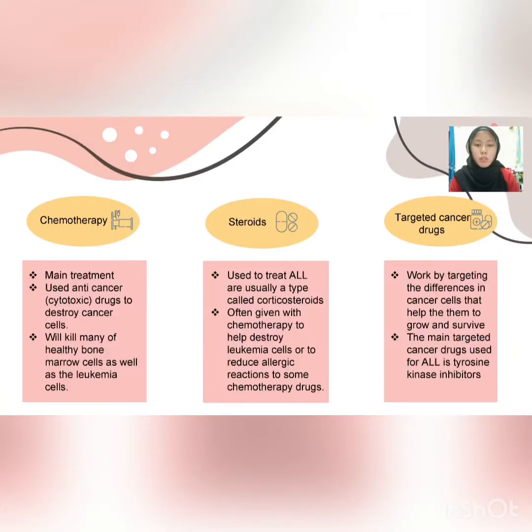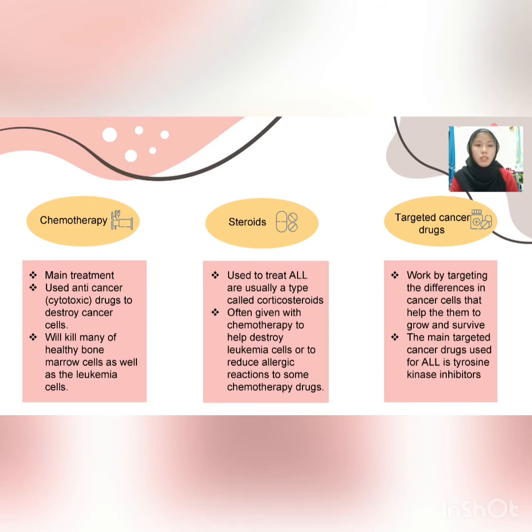The main treatment for acute lymphocytic leukemia is chemotherapy. Chemotherapy uses anti-cancer drugs like cytotoxics to destroy cancer cells. Chemotherapy kills many of the healthy bone marrow cells as well as the leukemia cells because chemotherapy does not know the difference between cancer cells and the normal cells.